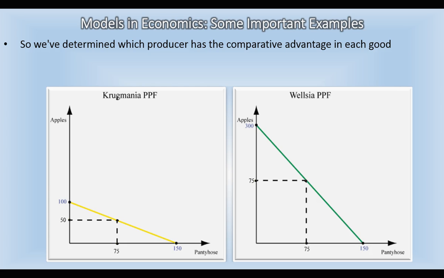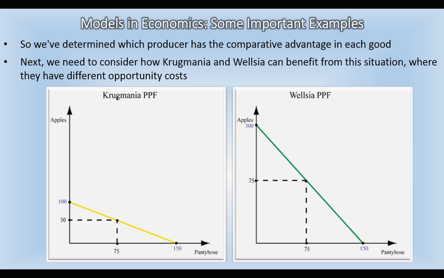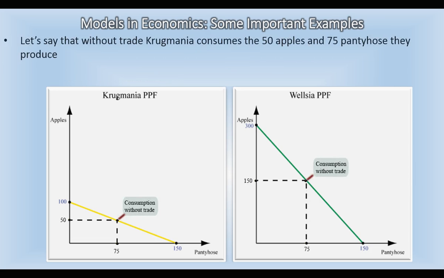All right, so we've determined which producer has the comparative advantage in each good. Next, we need to consider how Krugmania and Wellesley can benefit from the situation where they have different opportunity costs. So let's say that without trade, now we're just imposing what consumption may be. We're not trying to say, given everything we've talked about, they're going to consume this much. We're just going to assume that Krugmania consumes 50 apples. That's just the preferences of their population. They consume 50 apples and 75 pantyhose, let's say.